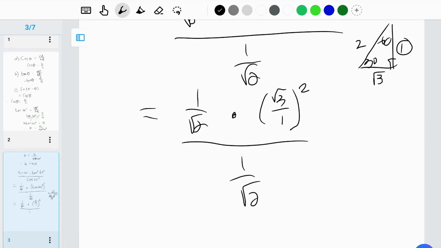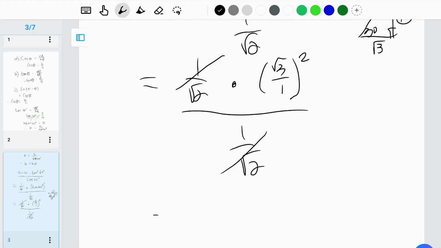1 over root 2. Now as you can see here, guys, because this is a multiplication, we can cancel this. And when we cancel that, we'll be left with root 3 over 1 squared. What does this mean? We square the root 3 and square the 1. Squaring the root 3 gives me 3, and squaring the 1 gives me 1, so it's 3 over 1, which is 3.